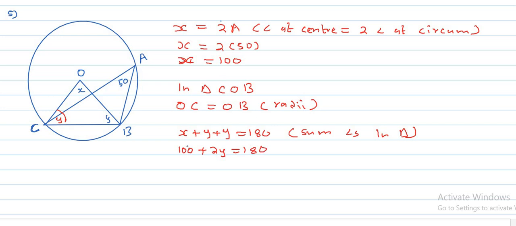We transpose 100 to the right hand side. 2y will be equal to 180 minus 100. It's 80. Divide both sides by 2. y will be equal to 80 divided by 2. It's 40 degrees. Thank you for watching. Let's look at question number 6.